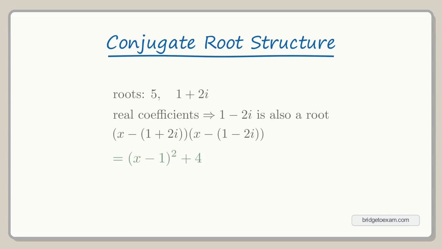If a cubic with real coefficients has roots 5 and 1 plus 2i, then 1 minus 2i must also be a root. The complex pair multiplies to (x minus 1) squared plus 4, which keeps the final polynomial real.